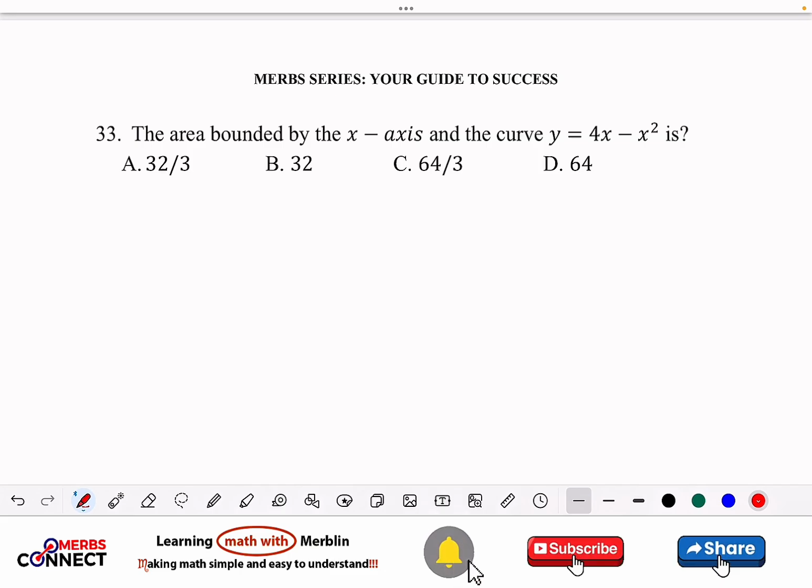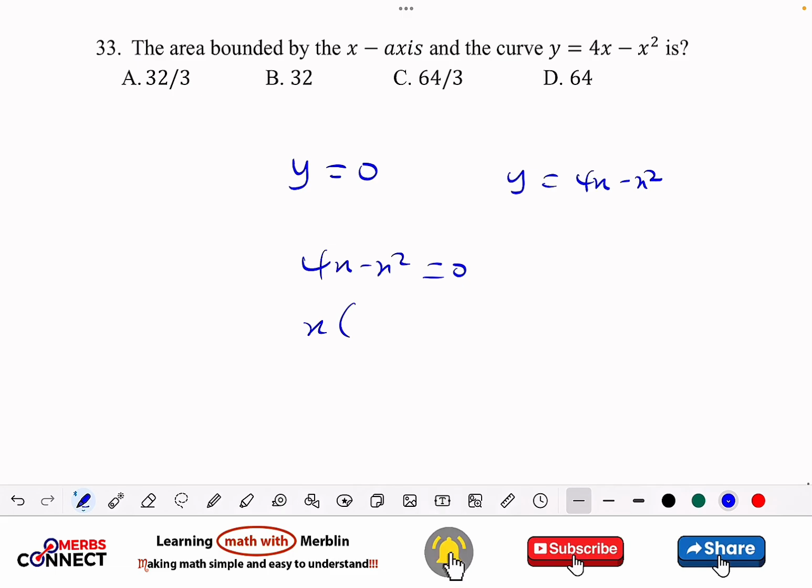We want to find the area bounded by the x-axis and the curve y is equal to this. So same idea, solve this one simultaneously. The x-axis, when you talk about the x-axis, is when y is equal to 0, right? And then we have another y, which is equal to 4x minus x squared. So let's equate them. 4x minus x squared is equal to 0. Factor x out and have x times 4 minus x is equal to 0.